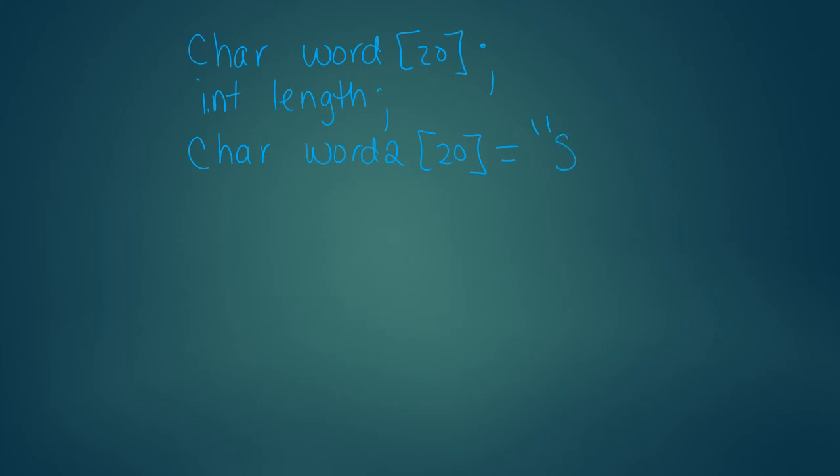So let's start with some character arrays. So I have char word size 20, and then I have int length, and then I have char word 2 size 20 equals skate.